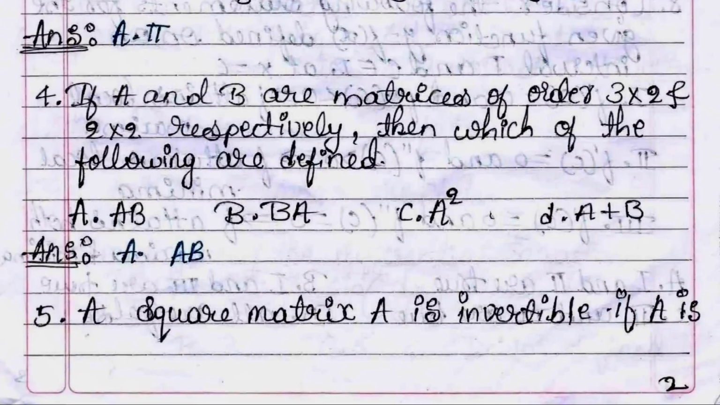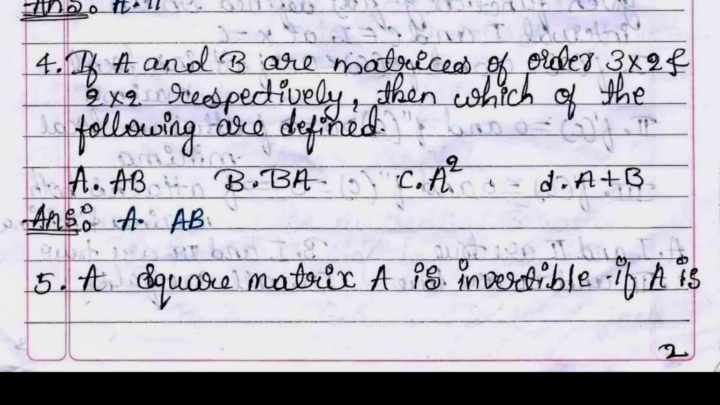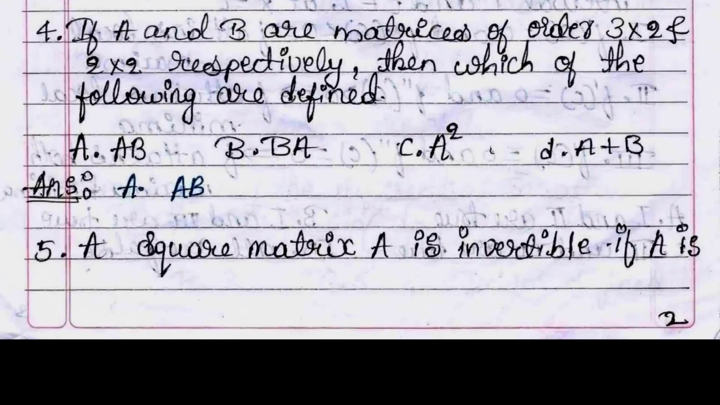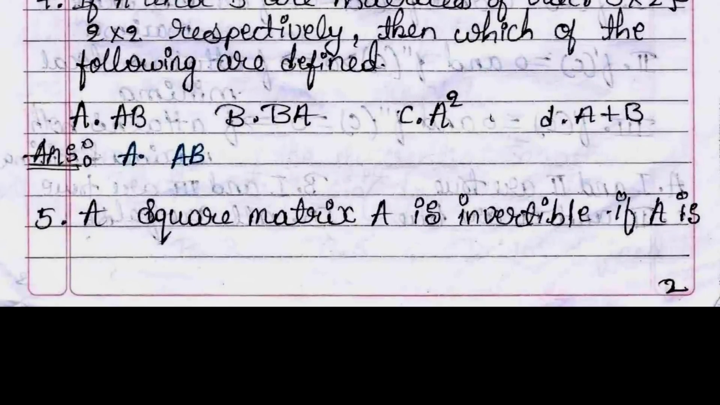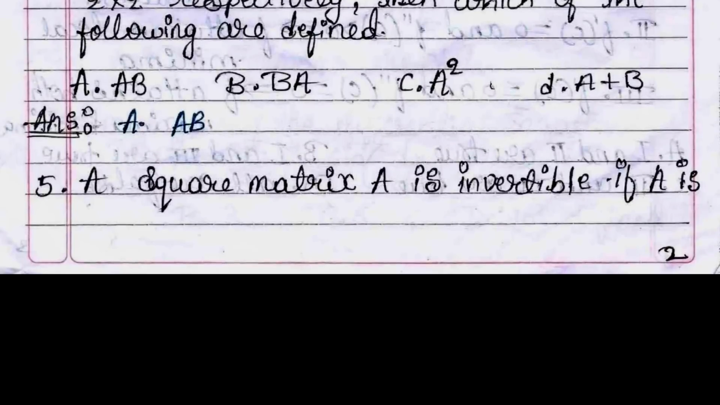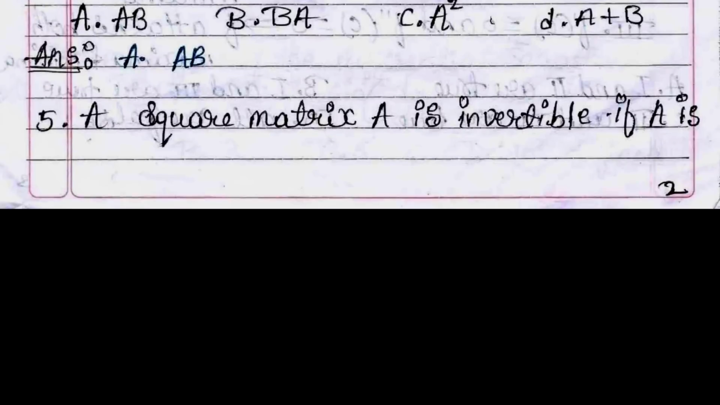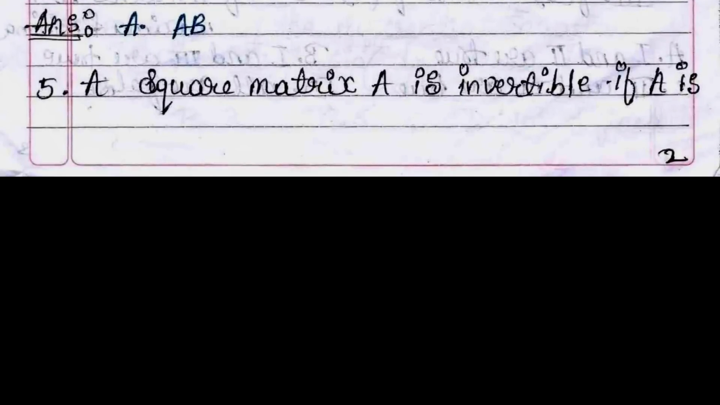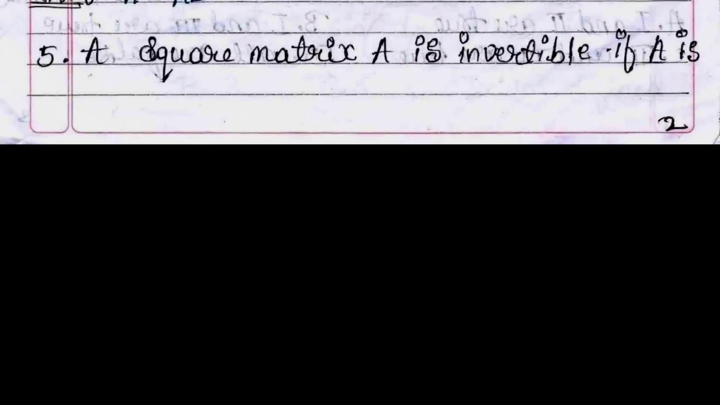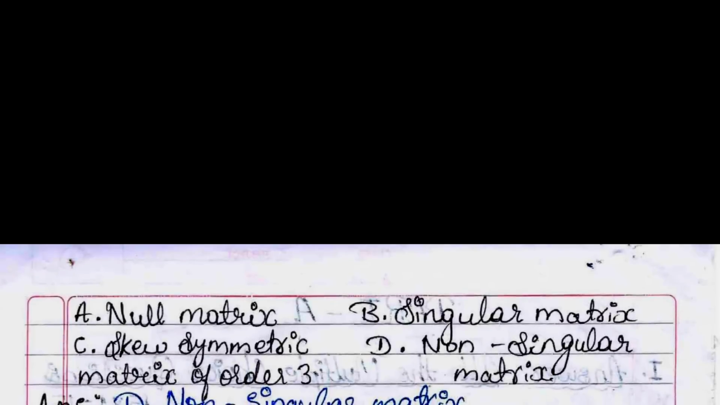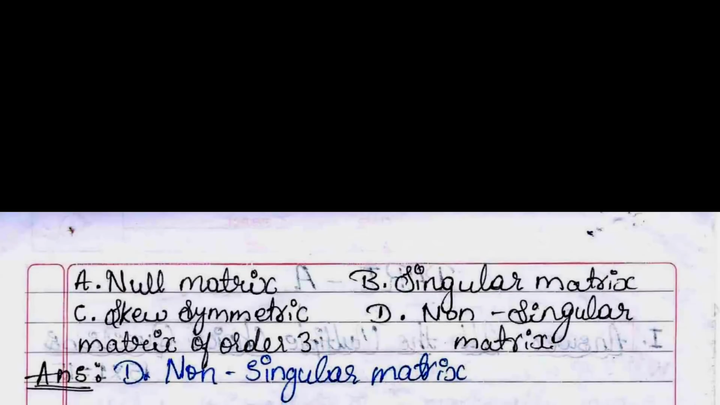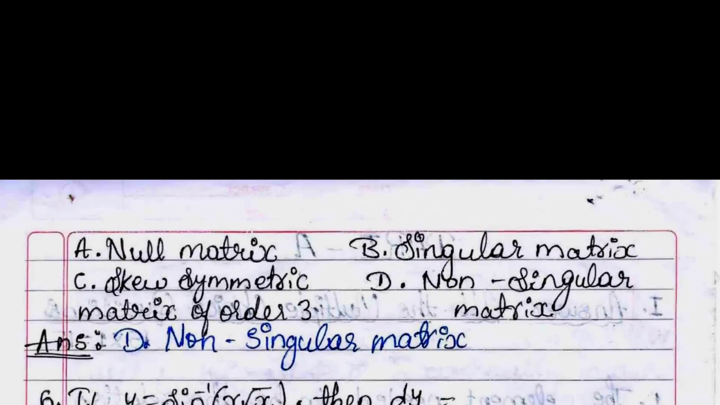Fourth, if A and B are matrices of order 3 cross 2 and 2 cross 2 respectively, then which of the following are defined: A AB, B BA, C A square, D A plus B. The answer is A, AB. Fifth, a square matrix A is invertible if A is: A null matrix, B singular matrix, C skew symmetric matrix of order 3, D non-singular matrix. The answer is D, non-singular matrix.